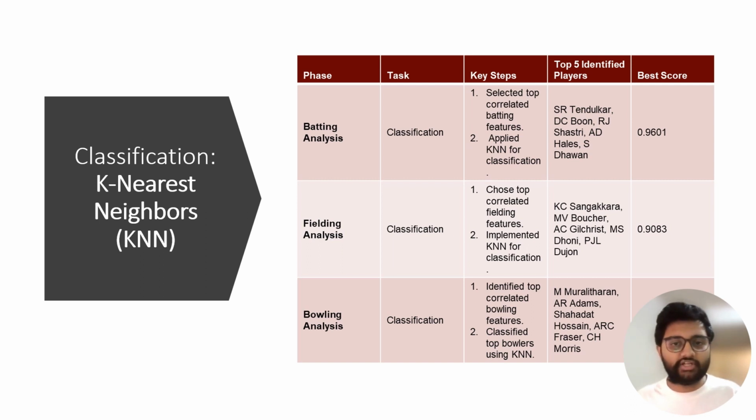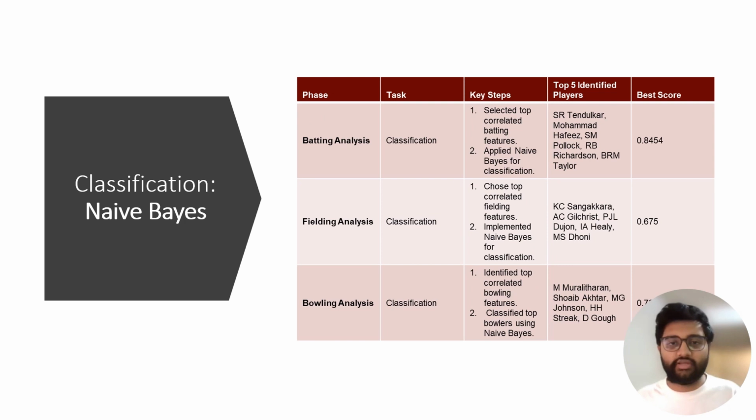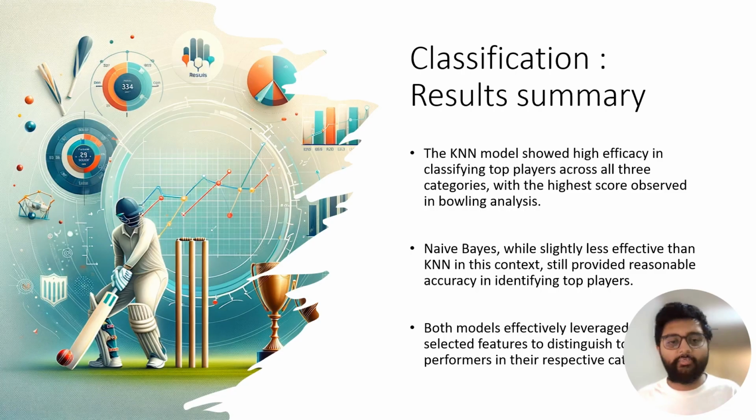For KNN, we have selected top correlated features and we got a best score of 0.96, with players such as Tendulkar and Shastri. We also implemented the same for fielding and bowling, and we have got good results. For Naive Bayes, we have done the same thing with top correlated features and we have got a good score, but compared to KNN, it's not the best score. The KNN model shows high efficiency and high accuracy in classifying top players, whereas Naive Bayes was a bit less effective compared to KNN, but it still showed good accuracy.